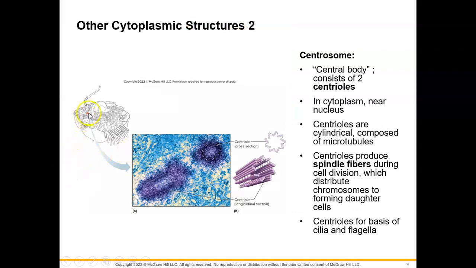The centrosome is found near the middle of the cell, right near the nucleus. It consists of two centrioles. Centrioles are cylinders composed of microtubules. They will produce spindle fibers for cell division, which allow us to distribute chromosomes properly. The centrioles are the basis for flagella and cilia.